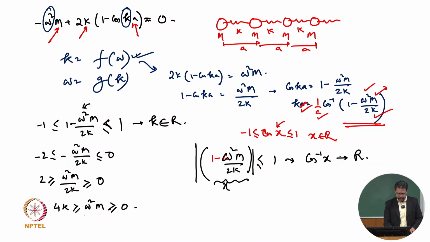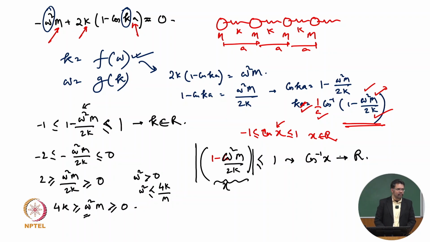So one point is okay, that omega square is greater than or equal to 0. So one limit is omega square is greater than or equal to 0. And another limit I am getting, omega square should be less than or equal to 4k by m. Now that is a point of caution. That tells me that if I am exciting it beyond certain frequencies, my wave number will become complex. It will no longer be real.